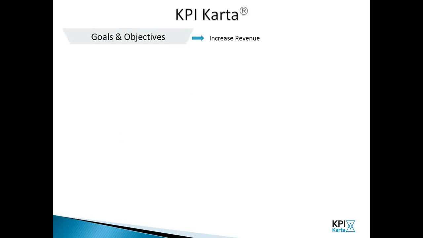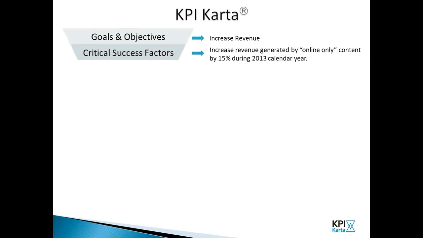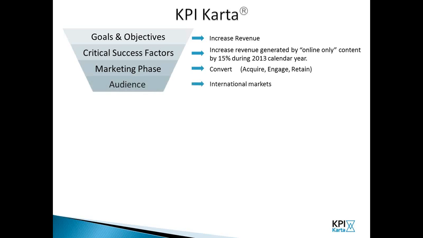So now the goals and objective became increase revenue generated by online content by 15%. We looked at the marketing phase, in this case, was to convert. The other 4 are acquire, engage, and retain. The convert are when we are looking at the buying phases for clients. This is the convert casual browsers. The audience in this case we looked at was the international market. It may have been whether it was domestic, existing customers, previous customers, ranking by age, gender, location, and so on.